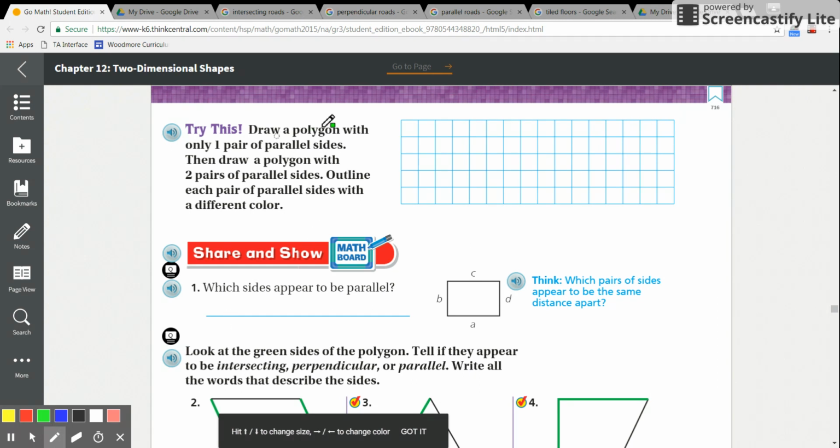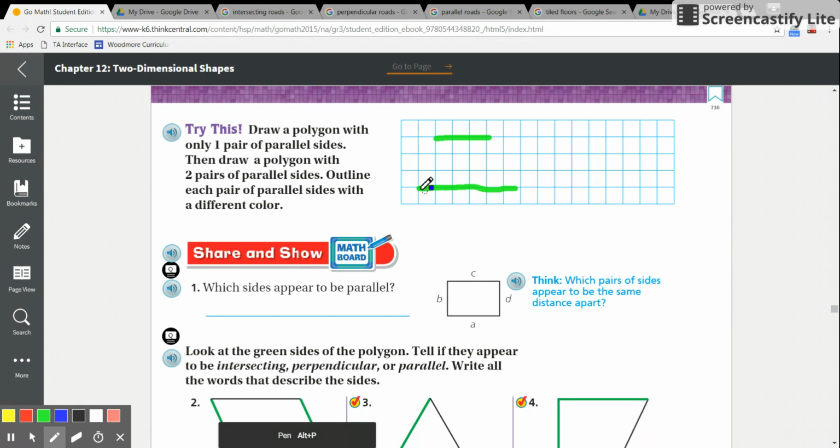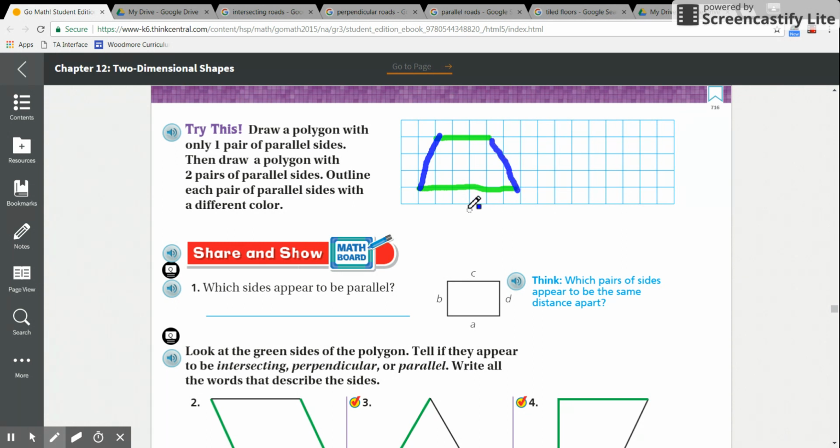First, I'm going to draw a polygon with 1 pair of parallel sides. I'm going to do my best here, so bear with me if this doesn't come out super neat. I'm going to draw my top parallel to my bottom. It doesn't have to be the same length. These 2 lines are never going to touch. I'm a little squiggly there, but that's okay. So my top is parallel to my bottom. Then I'm going to connect these 2 sides to make a polygon. The top connects to there, and the bottom connects to there. And I've made myself a nice little trapezoid.